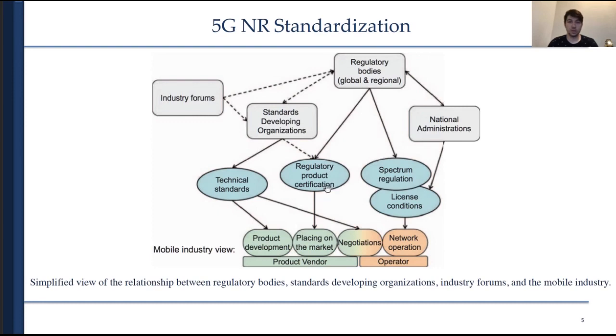Here you can see that full arrows indicate the formal documentation such as technical standards, recommendations, and regulatory mandates that define technology and different regulation. And dashed arrows show more indirect involvement, for example, some statements or white papers or some workshops.